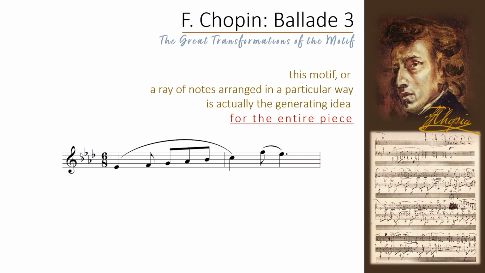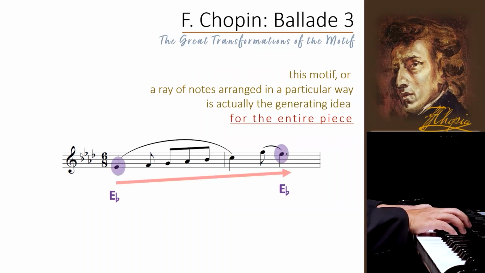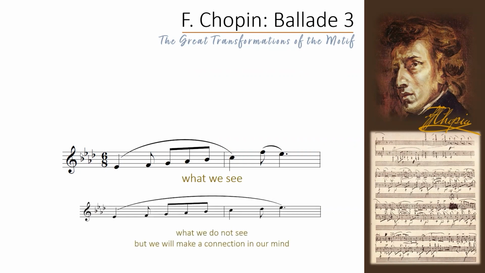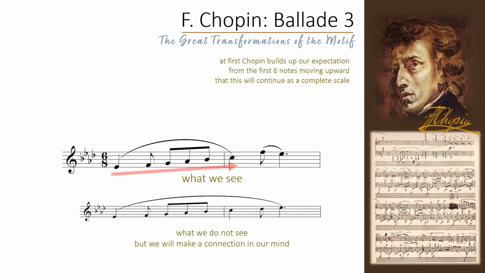This motif, or array of notes arranged in a particular way, is actually the generating idea for the entire piece. Let us analyze its properties. It is scale-like, moving upward from E flat to an octave higher E flat. Here is the comparison of what we see and what we do not see, but we will make connections in our mind. At first, Chopin builds up our expectations from the first 6 notes moving upward that this will continue as a complete scale.